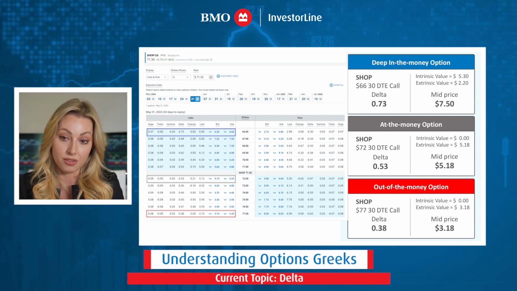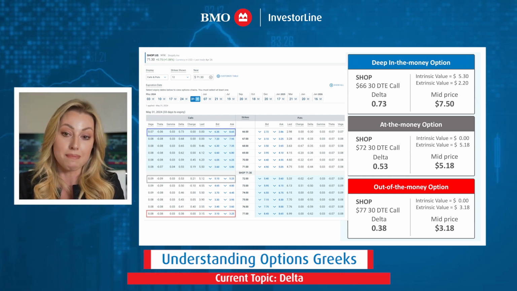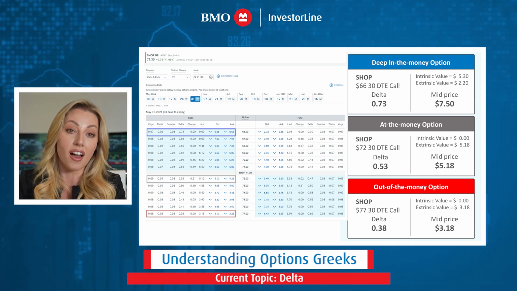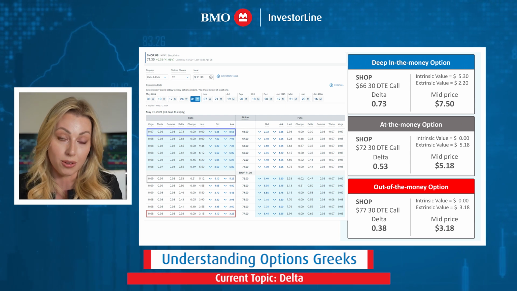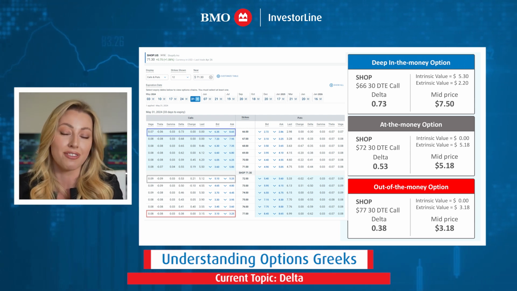That's got intrinsic value of about 530. So that means that there is a lot of value attached to that option. There is more executable value that's there. So it has a magnified delta.